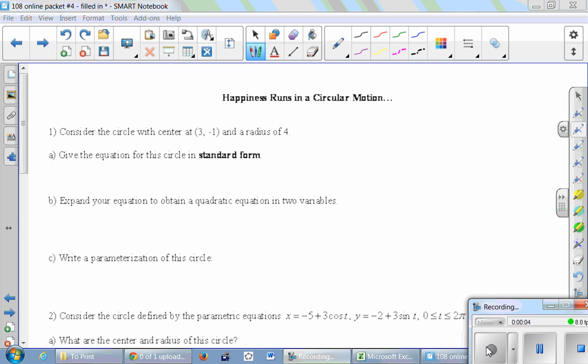Number 1, consider the circle with center at (3, -1) and a radius of 4. Give the equation for this circle in standard form. Okay, I'm just going to begin with the standard form equation with some blanks in it for us to fill in.